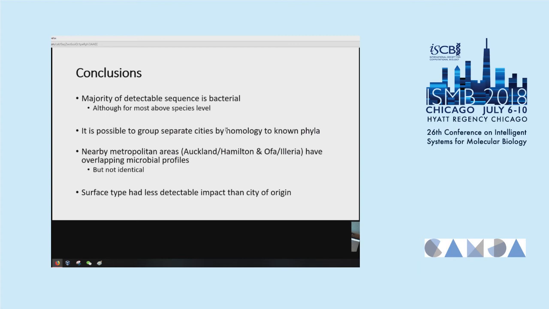Nearby metropolitan areas do seem to have overlapping microbial profiles. They don't seem to be identical. And I really think if we started to dig down into that unclassified, we'd be able to delineate these probably even more. And then surface type had less detectable impact than city of origin. Again, if I had to guess, I would probably put this down to the fact that what we're really seeing is not, as I said, live bacteria growing, but rather things being deposited from humans passing by and touching the surface.